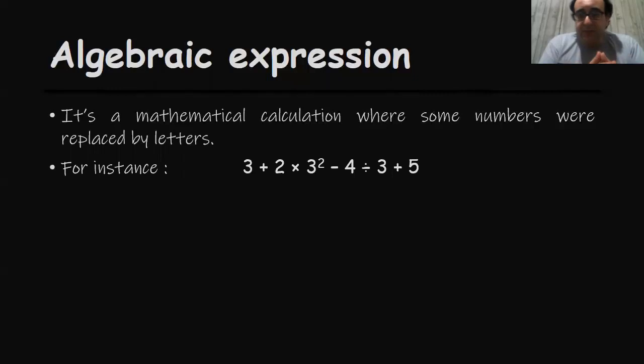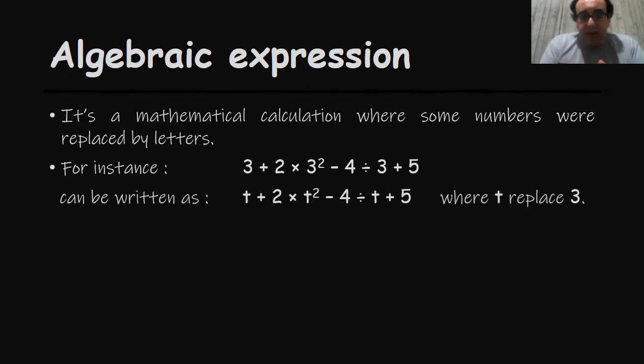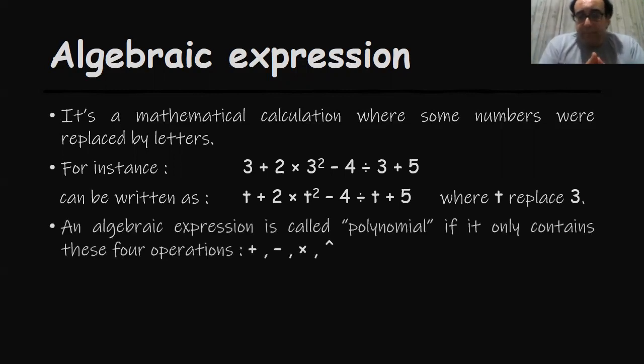For instance, this is a mathematical calculation. When I replace, for example, 3 by t, I can have an algebraic expression. A polynomial is an algebraic expression where we only have these 4 operations over the letter: plus, minus, times, or the power of this letter.